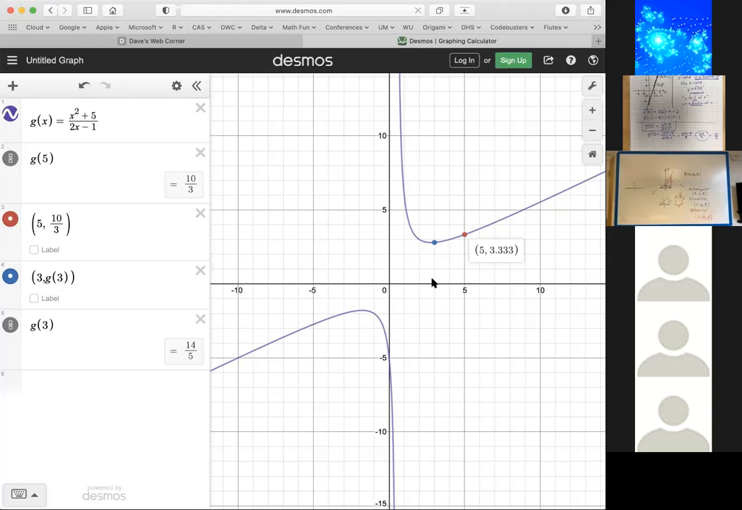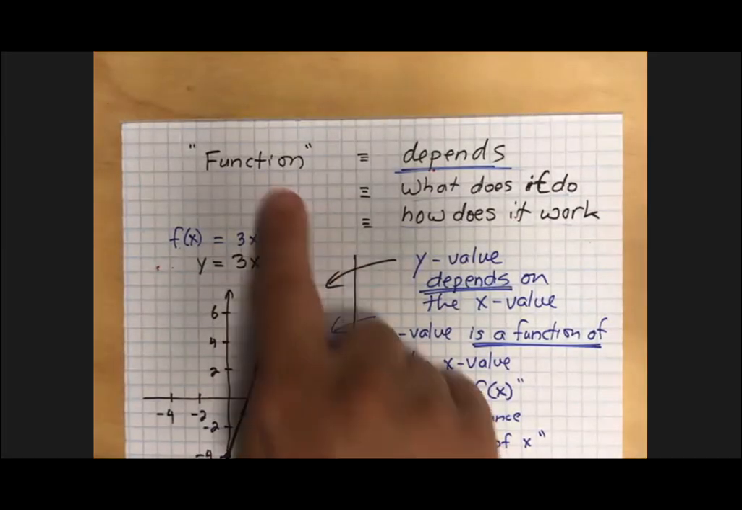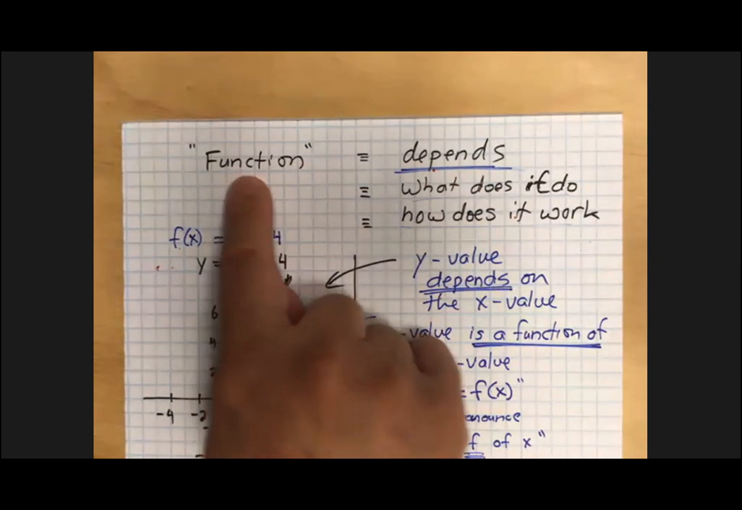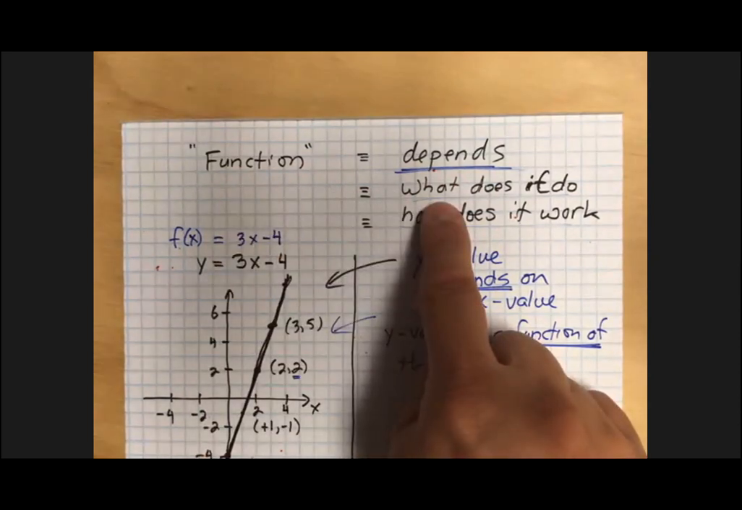Okay, I'm going to let you go there. I haven't done a lot of things with function. We'll come back and do more. But I just want to make function not a mysterious word to you. Oh, sorry. Let me go back to my paper. Function means depends on. Function means what does it do?